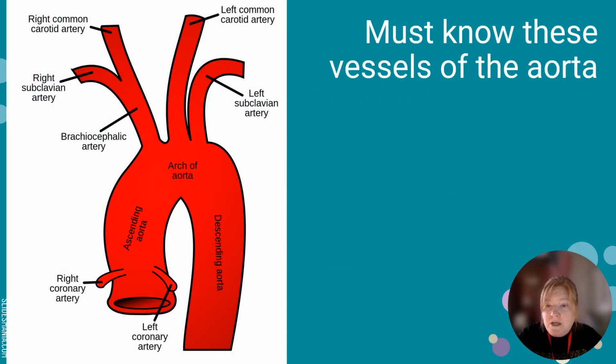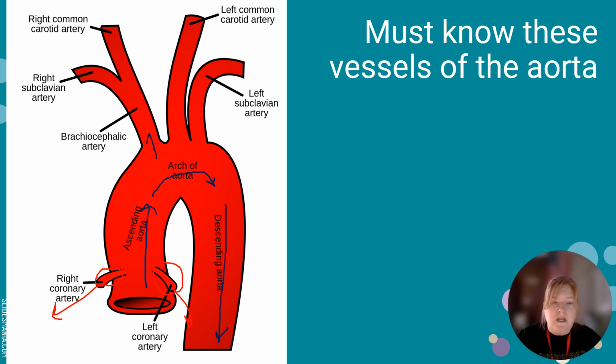Now, what you need to know are the vessels of the aorta. So you need to know right here that the vessels coming off first are the coronary arteries, and they're going to supply blood directly to the heart tissue itself. And then we have, let me just switch the color here. Then we have the ascending aorta right here, okay? The aortic arch right here, and then the descending aorta here.